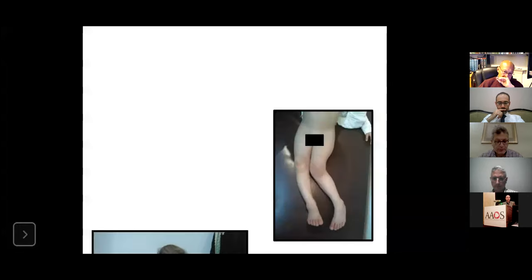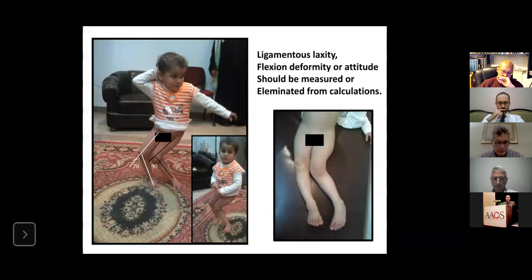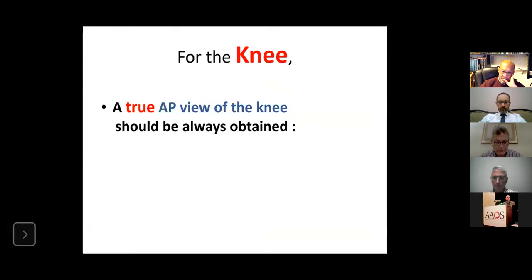So she should lie down. In this case, we shouldn't have the erect or standing X-ray. Of course, the deformity is much lessened, clinically and radiologically. That is because these patients have a lot of ligamentous laxity, flexion deformity or flexion attitude that makes them compensate for this by this posture. And this should be measured or eliminated for proper calculations.